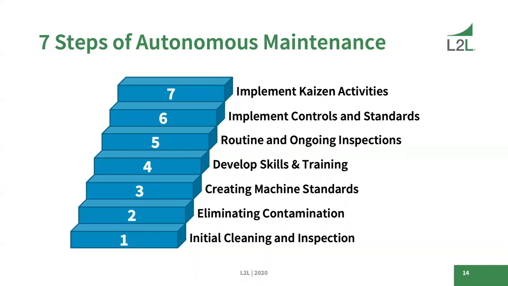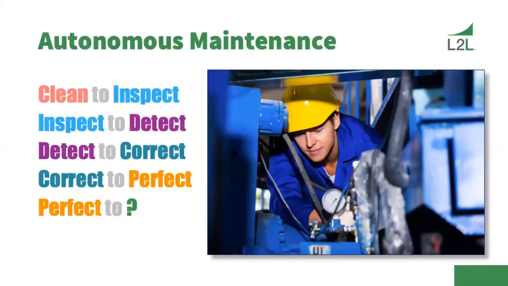There's a little bit of a ditty you could say that I've used for years and years and years. Autonomous maintenance is best wrapped up into this: clean to inspect, inspect to detect, detect to correct, correct to perfect, and perfect to whatever you decide you're doing this for. Profits, a better workplace, a safer environment. You decide what that's for. But an easy way to remember autonomous maintenance and what we do inside of it is just that: clean to inspect, inspect to detect, detect to correct, correct to perfect, and then you decide what your perfection is for.